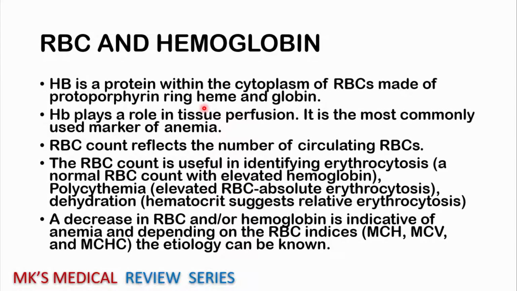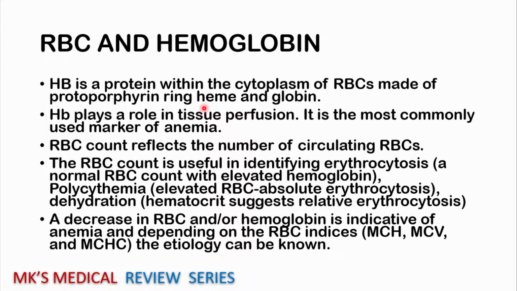Moving on to the RBC and the hemoglobin level, remember that hemoglobin is actually a protein that's going to be present in the cytoplasm of the red blood cells. And this protein consists of a protoporphyrin ring with iron, which you refer to as heme, and a globin chain. There are 4 globin chains in adult hemoglobin, 2 alpha chains and 2 beta chains. Then this hemoglobin binds to oxygen and carries oxygen towards the tissue, so it has a very important role in tissue perfusion, and it is the most commonly used marker to point towards anemia.